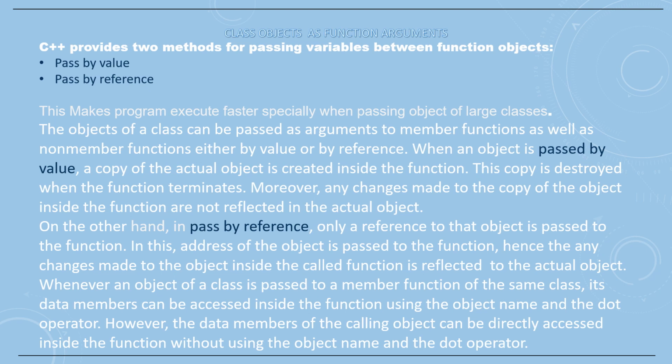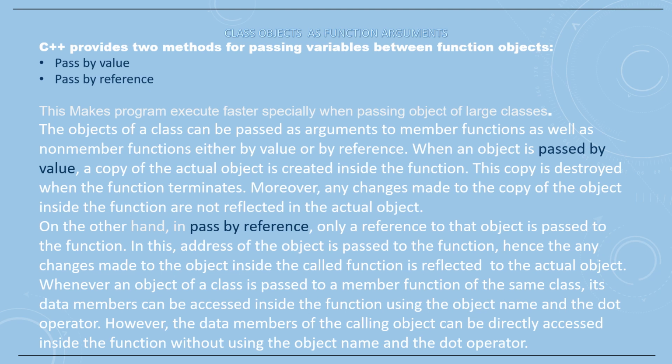But in case of pass by reference, only a reference to the object is passed to the function. In this, the address of the object is passed to the function. Hence, any changes made to the object inside the called function are reflected in the actual object as well.